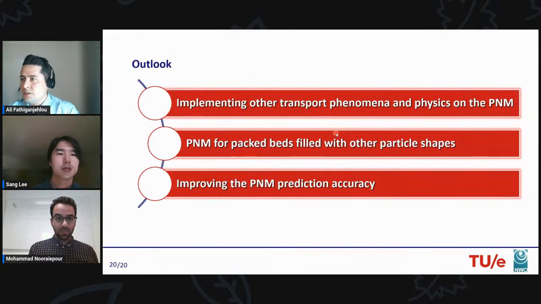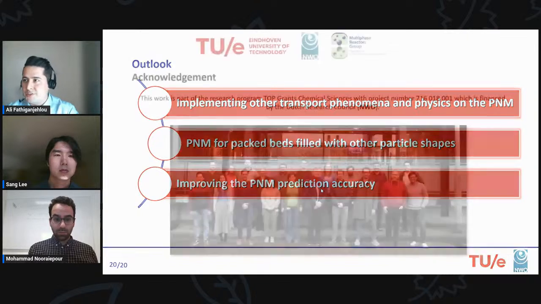So for the outlook, we can implement other transport phenomena, especially heat transfer, in our pore network model to make our multiscale model able to capture hotspot formation, which is quite important. And we can assume other particle shapes, such as spherical, spherocylindrical, cubical, and etc. And we can also improve the PNM prediction accuracy. This also could be a nice outlook for future research.